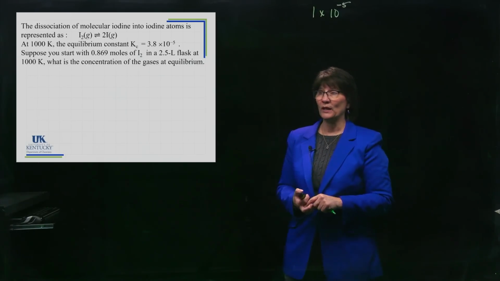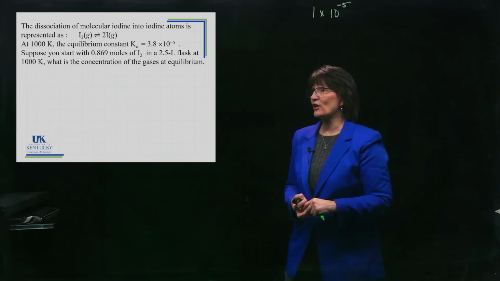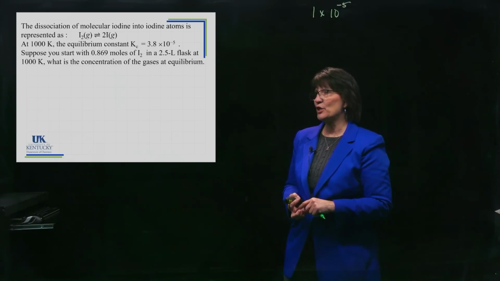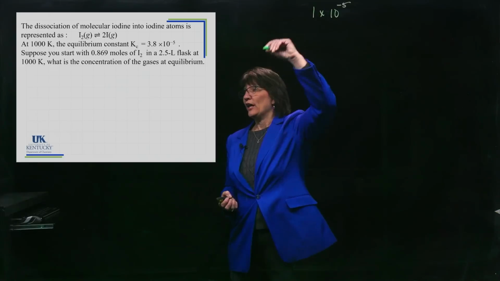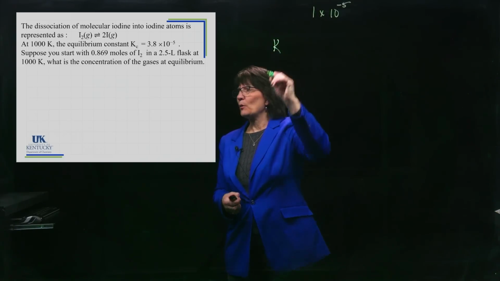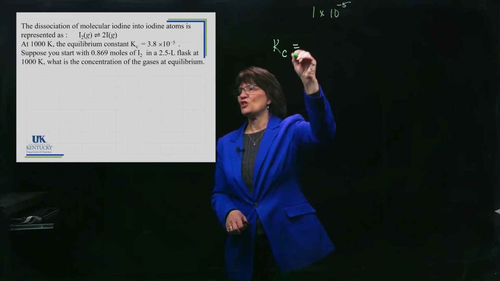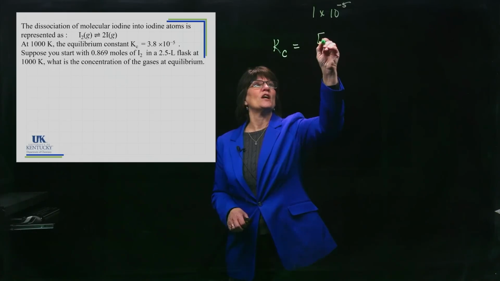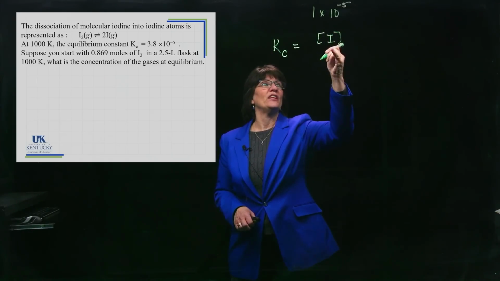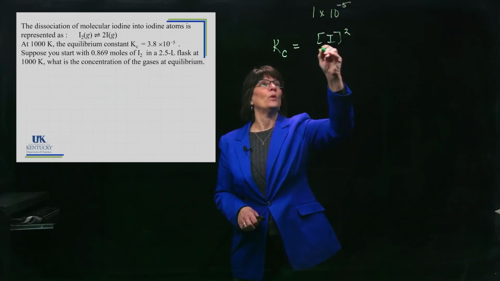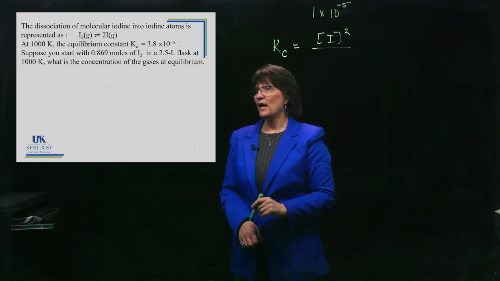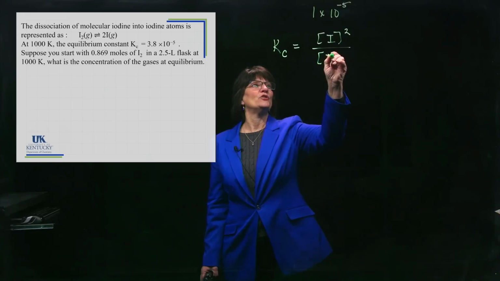So let's look at this one here. I have this reaction and they tell me what the K value is. Let's write the expression. K, and what are we working with? We're working with a Kc, so we're in concentrations. It would be the concentration of I, that's just the atom I, squared, divided by the molecule I2.